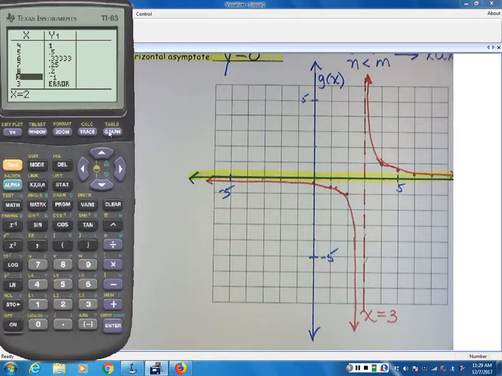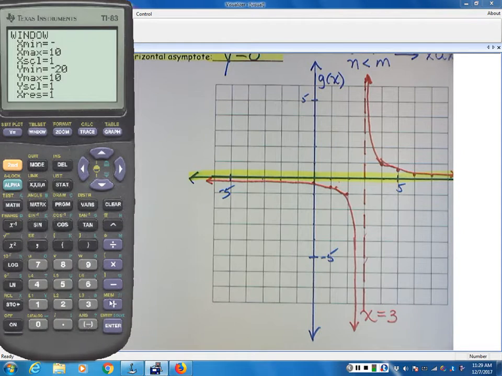And then you can check it on your calculator. I'm just going to set my window to go from negative 5 to 5.